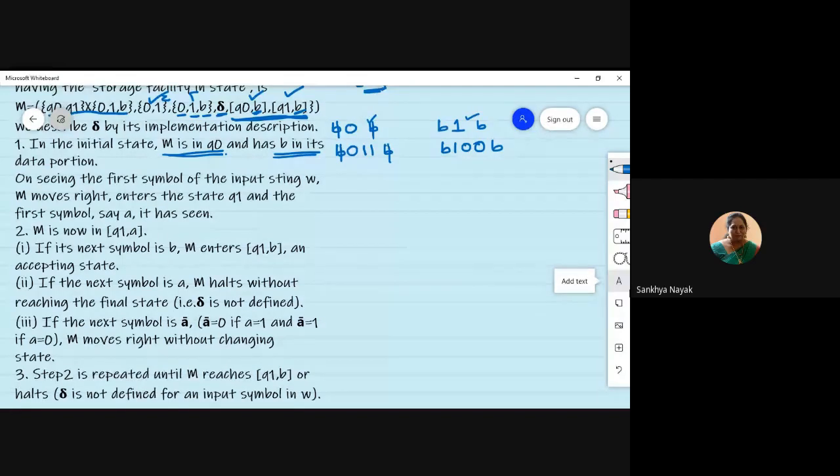All right. So as in this, we have decided that initially we'll take the symbol as Q naught and blank. This is my initial state. Okay, this is my initial state.